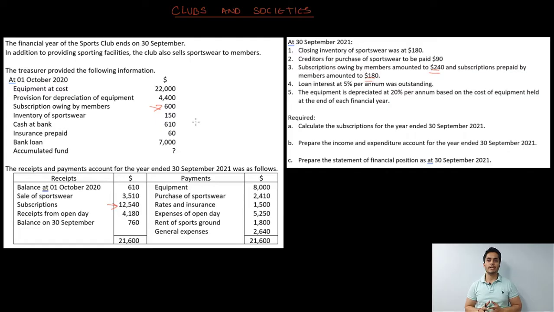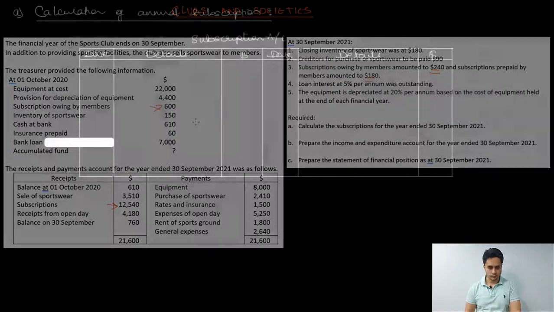Accrued subscription at the end of the year as per the adjustment is 240. This is again an asset for the club at the end of the year. This will be recorded as balance carried down on the credit side. And prepaid subscription at the end of the year was 180. This will be recorded on the debit side as balance carried down.